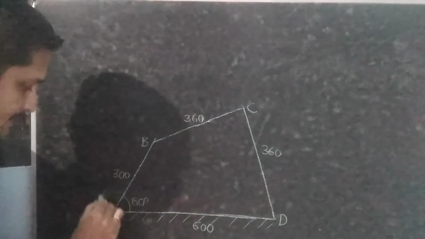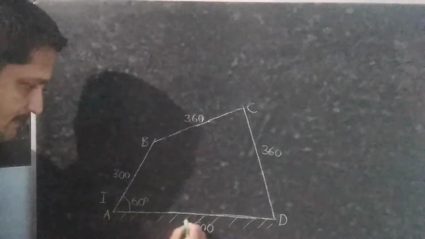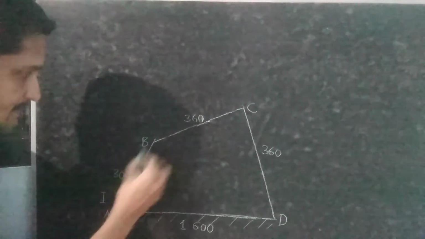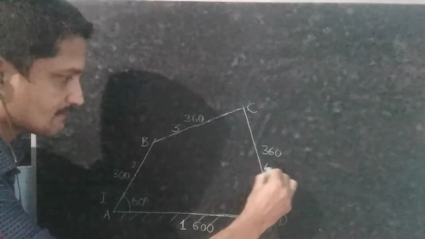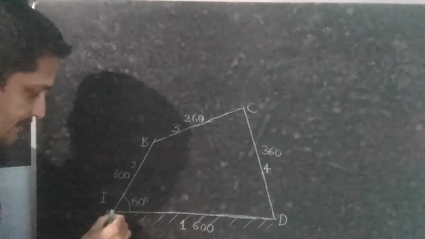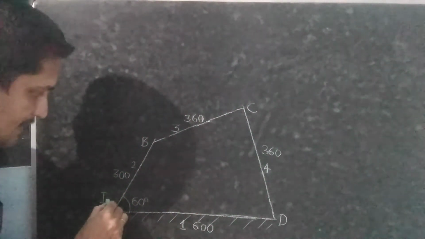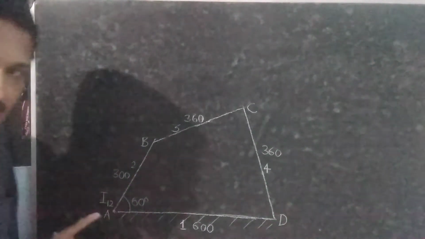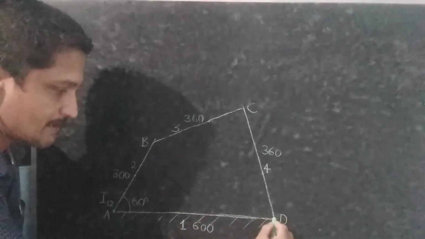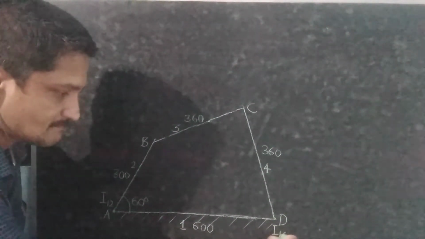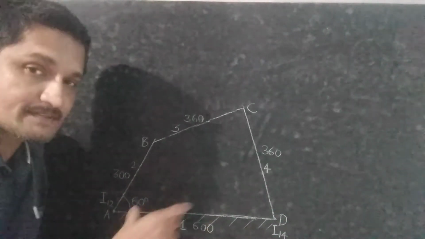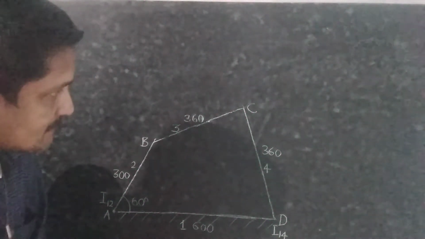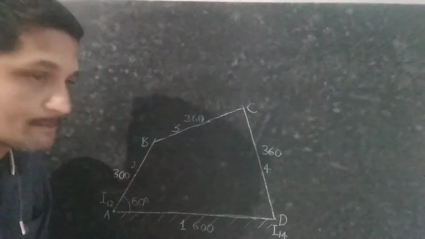If we represent this link as first link, this link as second link, this link as third link, and this link as fourth link, then this point A is known as I12, instantaneous center relative to first and second link. Then point D will become I14. First, we represent the fixed instantaneous centers. After that, we have to find out the permanent instantaneous centers.